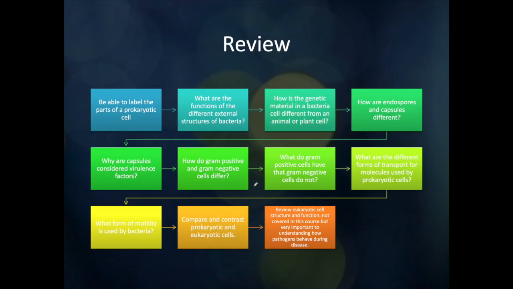So that is the end of our lecture. I do have a couple of review questions that I think you should ask yourself. You want to be able, of course, like I said, be able to label the parts of a prokaryotic cell. You want to know what the functions are of the different external structures in bacteria. You definitely want to know how genetic material in a bacterial cell is different from that in an animal or plant cell. Think structure and location. How are endospores and capsules different? Compare the two of them and what makes them unique. Why are capsules considered virulence factors?